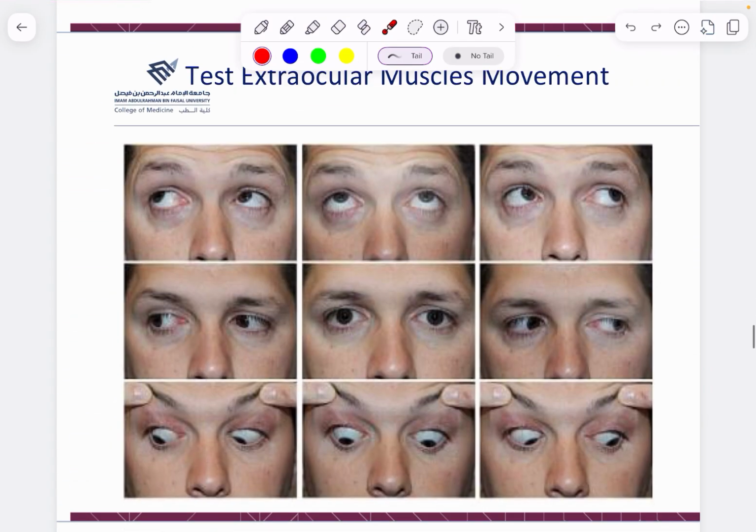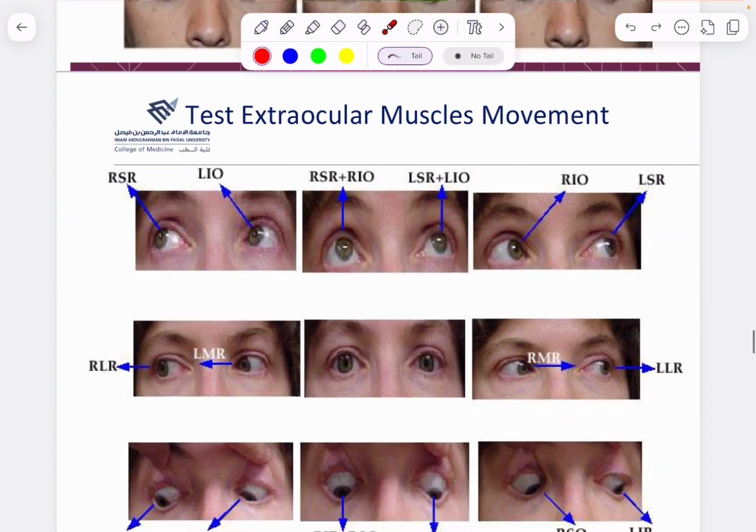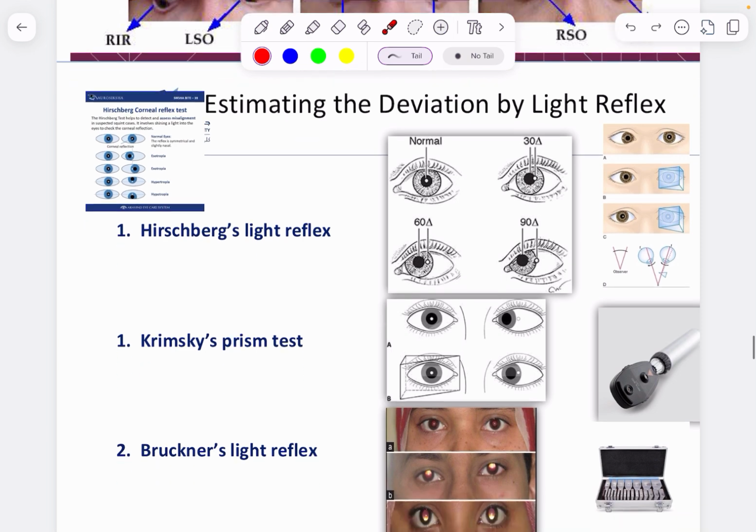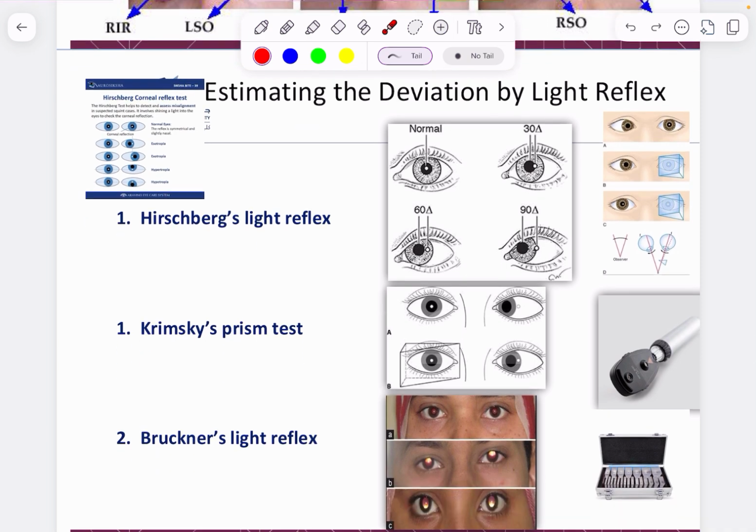Here you're testing the extraocular muscle movement. And this is how you isolate each one to check the movement. Okay, now let's say we want to check for a squint, okay? Which is a deviation. First, we have three main tests.